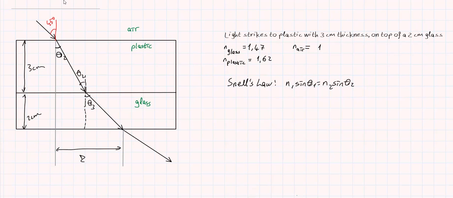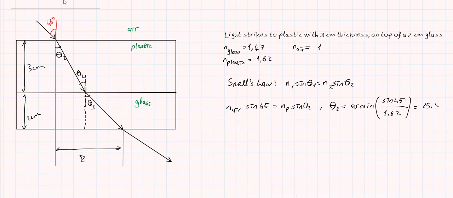Now we have air, which is 1, but let's write it. Sine theta 1 is 45 degrees as given in the question, equals plastic, let's say n_p, sine theta 2. To find theta 2, we can arrange this equation and write arc sine of sine 45 over 1.62, which is the refractive index of plastic given here. If we do the calculations, we will find theta 2 as 25.88.